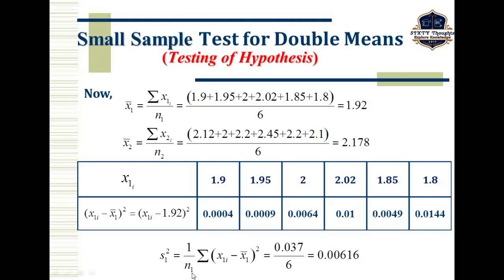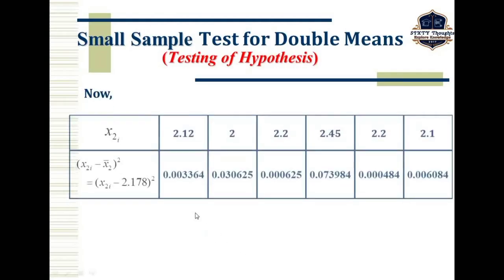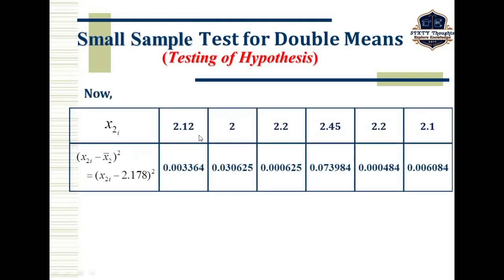Similarly, we find s2 square. S2 square means 1 by n2 sum of x2 minus x2 bar whole square. Before that, we find x2 minus x2 bar whole square, where we consider the buffalo cow milk data. What is x2 bar? The answer is 2.178. Substituting the first value, 2.12 minus 2.178, you get one answer, and you take its square. Similarly, 2 minus 2.178 gives minus 0.178, and its square gives this answer. Likewise, we get the remaining values. Now we find s2 square.